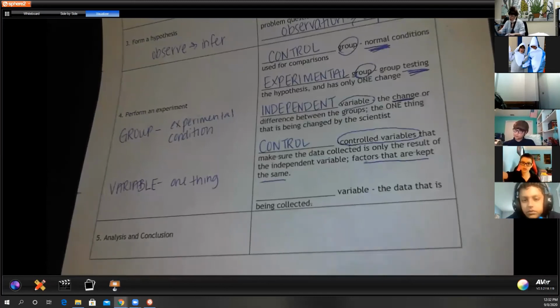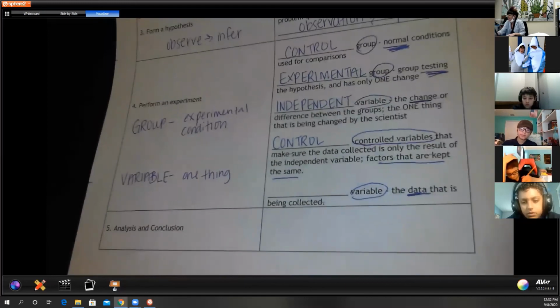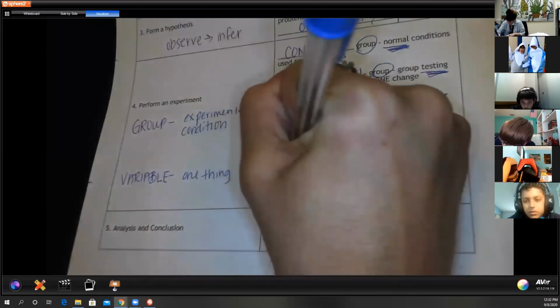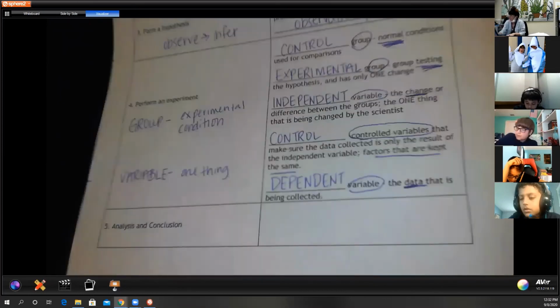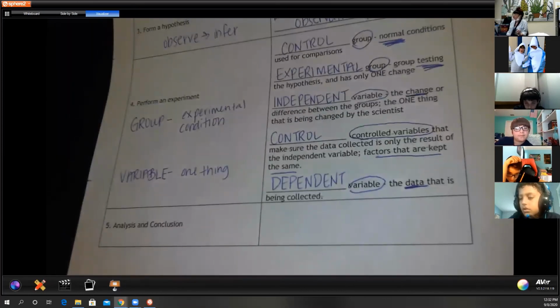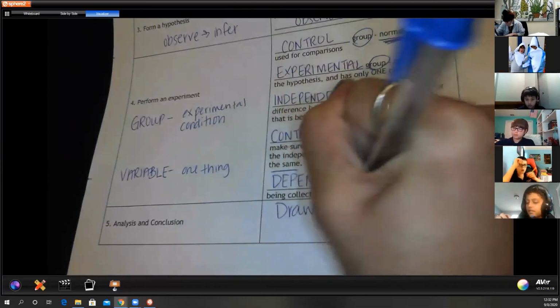What variable is the data? Which one is it? What is it, Diego? The dependent variable. Hey, y'all may think it's annoying, but it works. It works. How many of you use that trick on the quiz? Ain't no shame in my game. And analysis and conclusion, this is where we draw conclusions from that data and report our results.